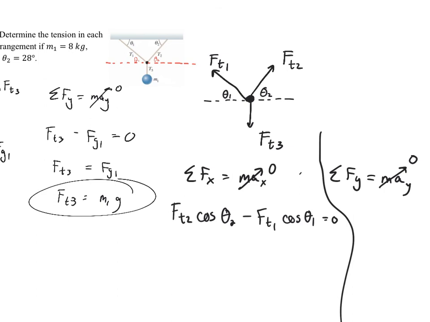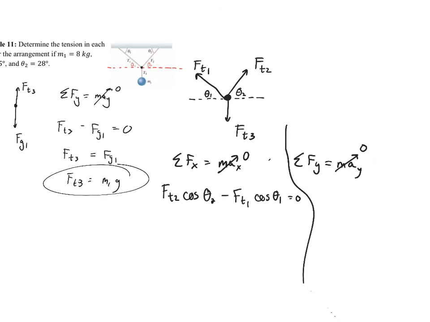Now, this is very much like the Tom Cruise example. Think back to the Tom Cruise example on the tightrope. Except here's the difference: the angles are not the same, right? So FT1 and FT2 are not going to be the same value, it turns out. Now, finally, in the y direction, watch this one, the FT2 y component is pulling up.